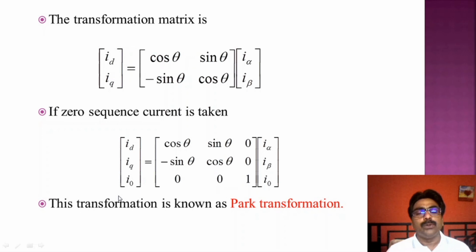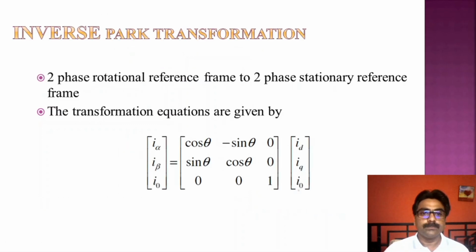So this is what we call the Park transformation. Once you are able to understand the Clarke transformation, it's very easy to realize and perform the Park transformation from the alpha beta frame. This is giving the inverse Park transformation.